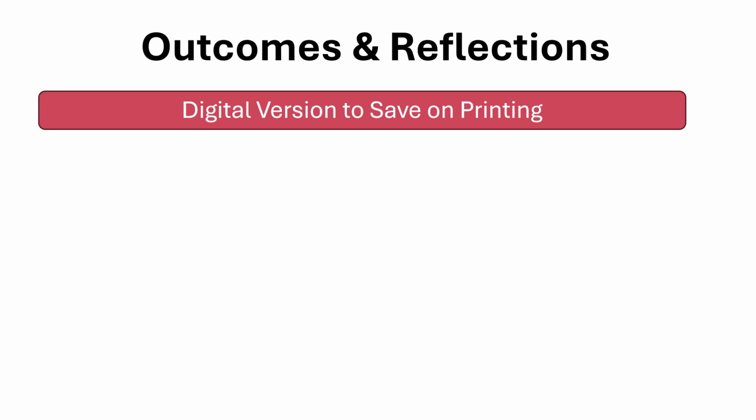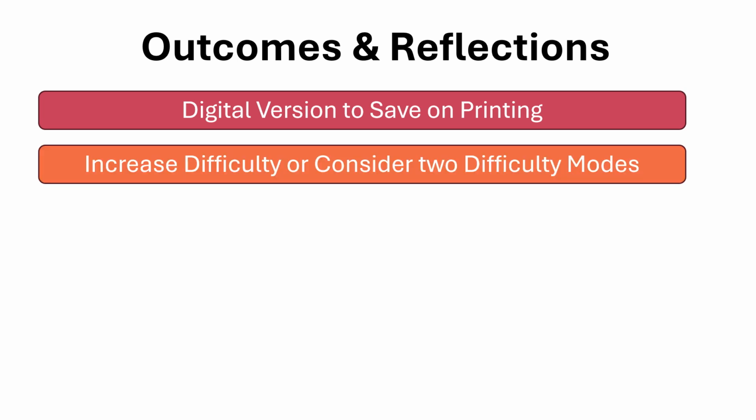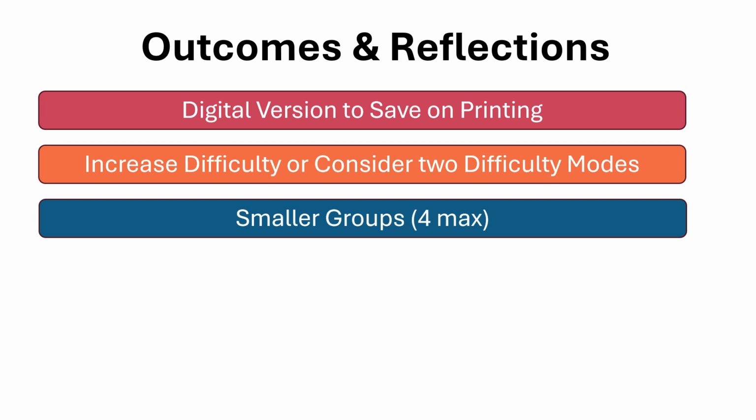And so thinking about going forward, some reflections I had is that I do want to create a digital version in the future to save on printing. And this would also allow it to be conducted asynchronously if a student wasn't available to be in class. Finally, from the student feedback, I'm also considering either increasing the difficulty of the puzzles or considering 2 different difficulty modes, such as one that could be done in class and one that could be conducted out of class at a higher difficulty for review. Also, from looking just organically at how groups developed, we also want to use a mandatory smaller group size, such as 4 students, so that each student is contributing more in the future.